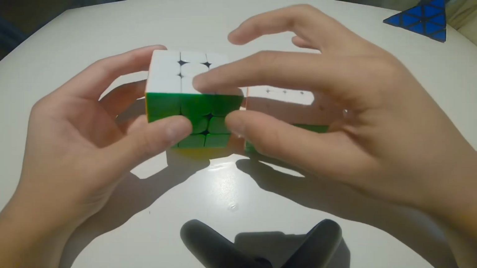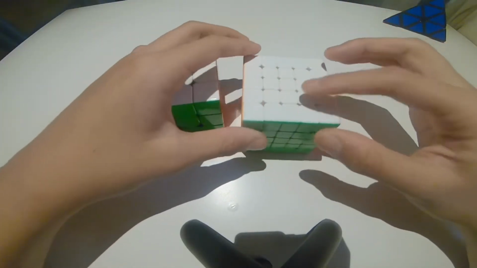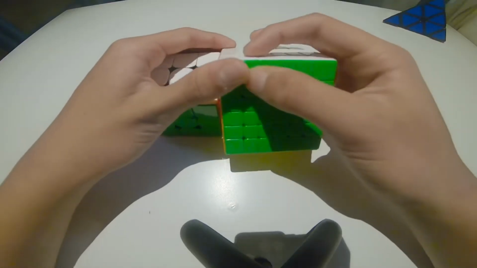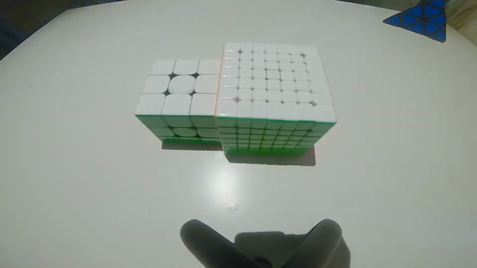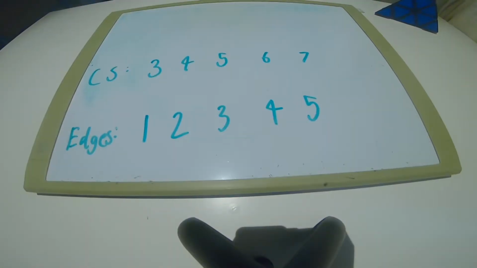Now let's look at the 5x5. We have 1 white-green here, but 3 white-greens. For the 6x6, we have 4 white greens. And for the 7x7, we have 5 white greens. Can you see a little pattern?